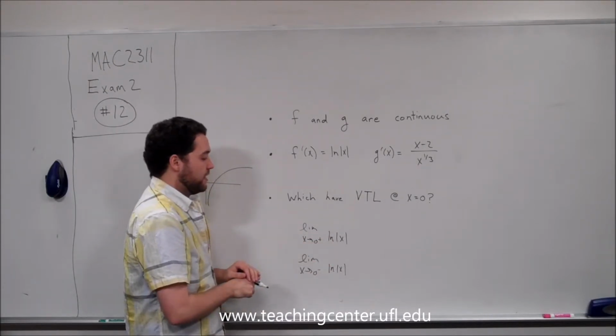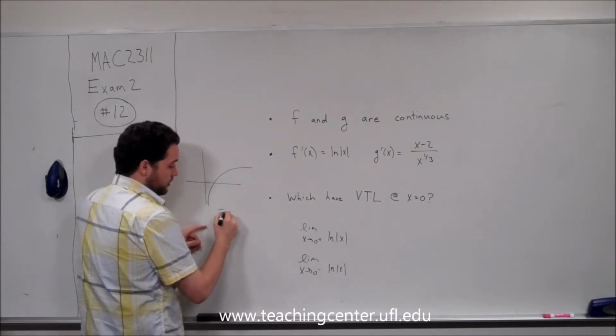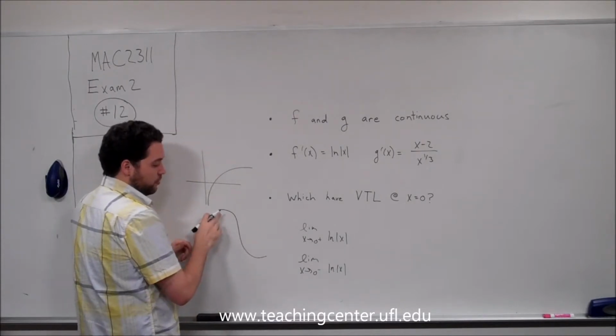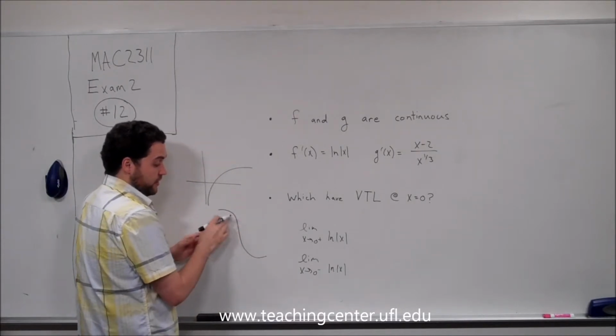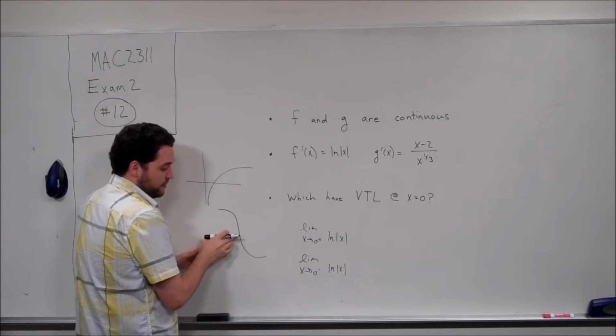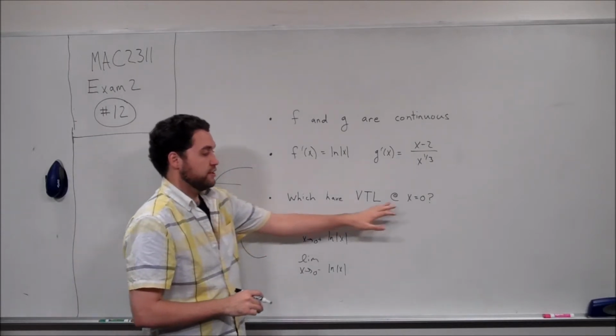So the behavior is actually the same on both sides, and it would look something like this. You would be decreasing and keep on decreasing. Your derivative goes to negative infinity, and then coming from the other side, you would be coming from negative infinity and still decreasing. So this function should have a vertical tangent line at 0.